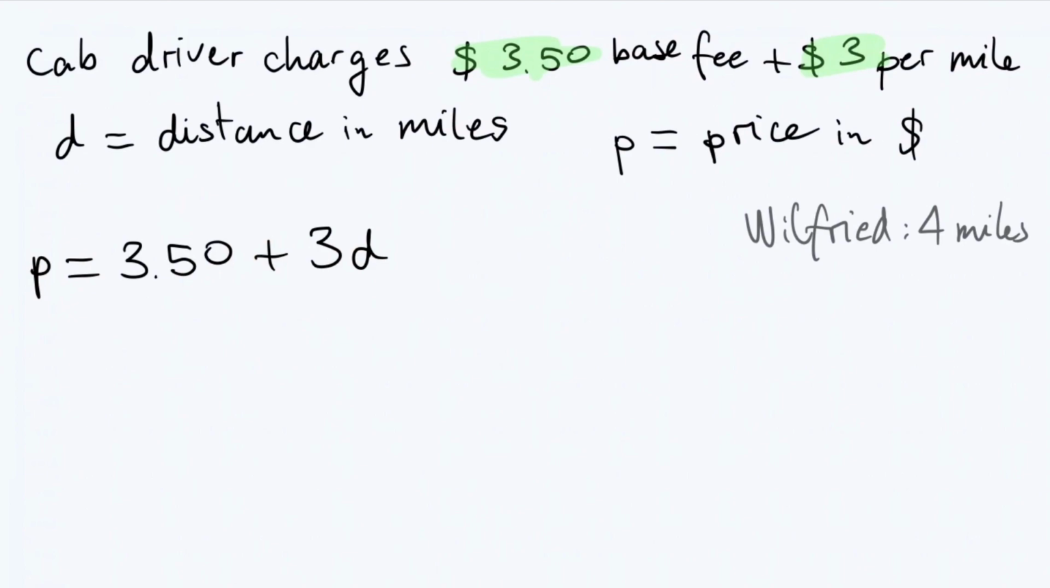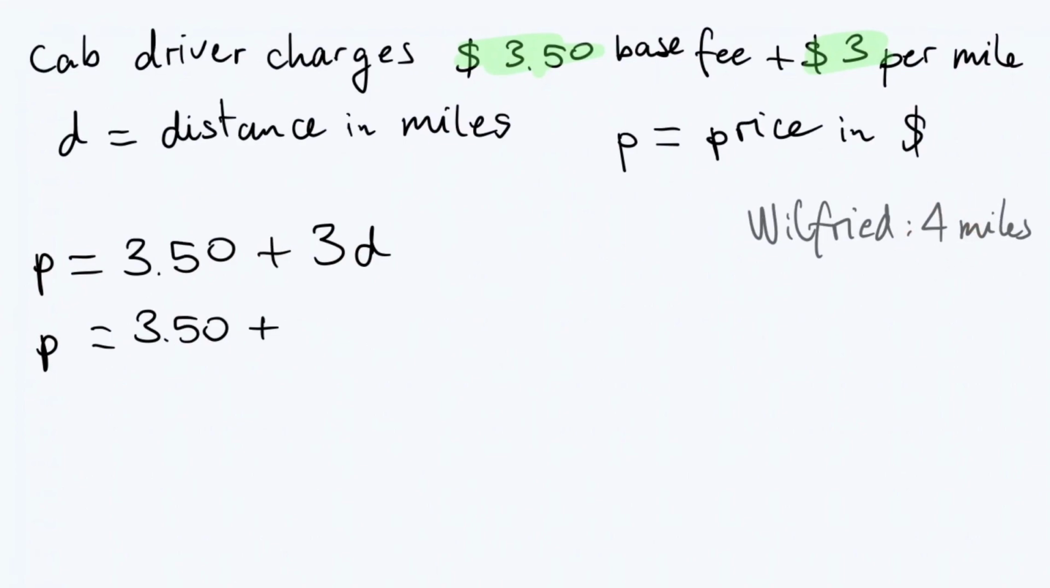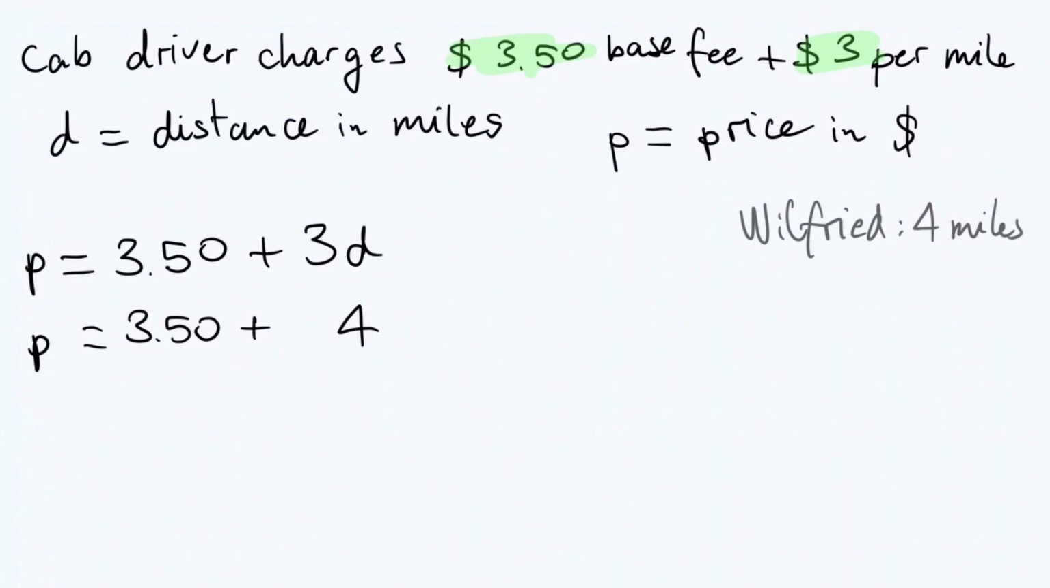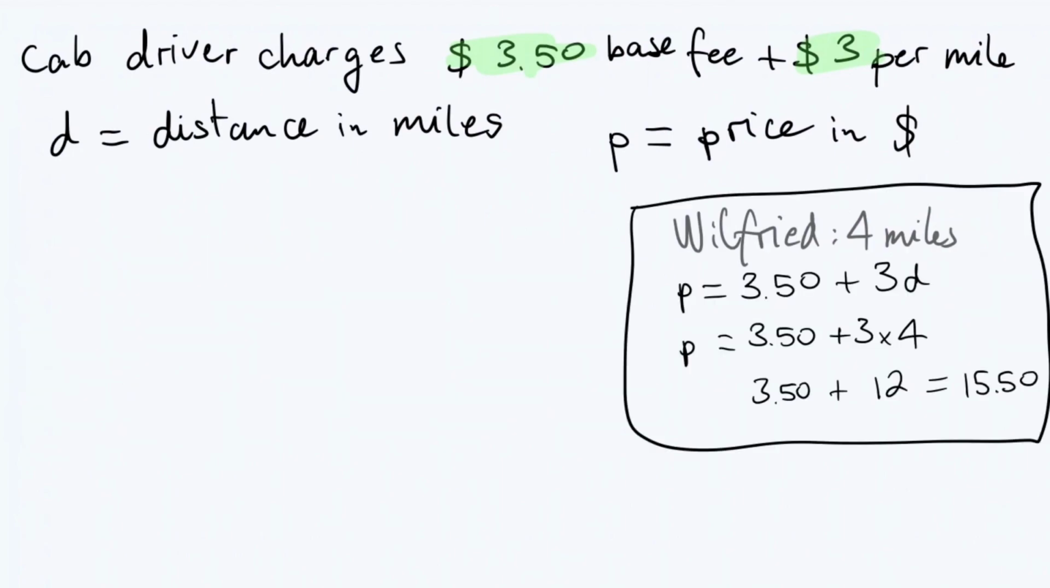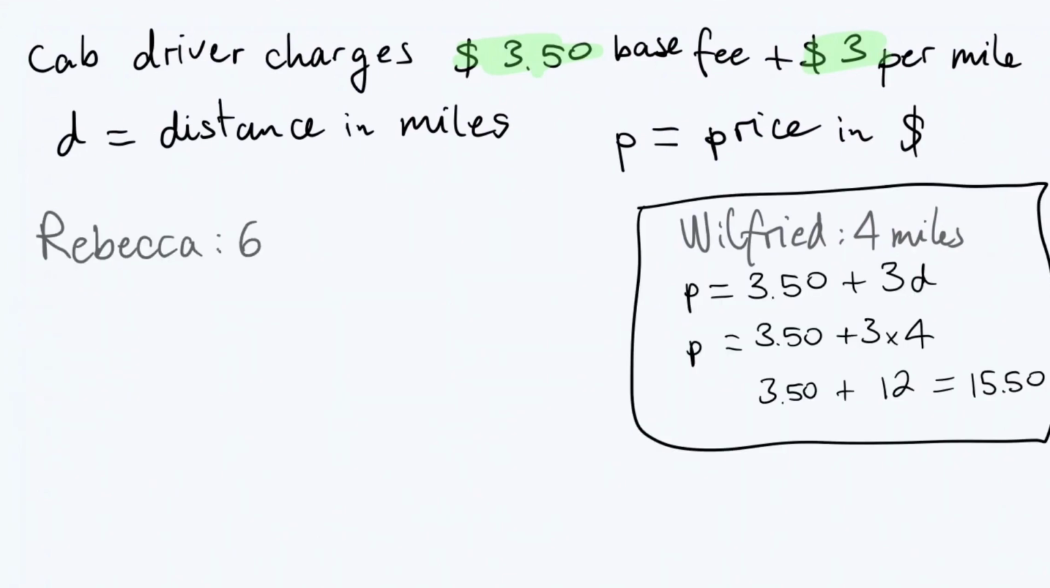Applying this equation to Wilfried's case, we get price equals 3.50. We said that his distance was 4 miles, so D is 4, and we add the multiplication by 3, which is the price per mile in dollars. So 3 times 4 is 12. We add the $3.50, meaning that Wilfried pays $15.50 for his ride.